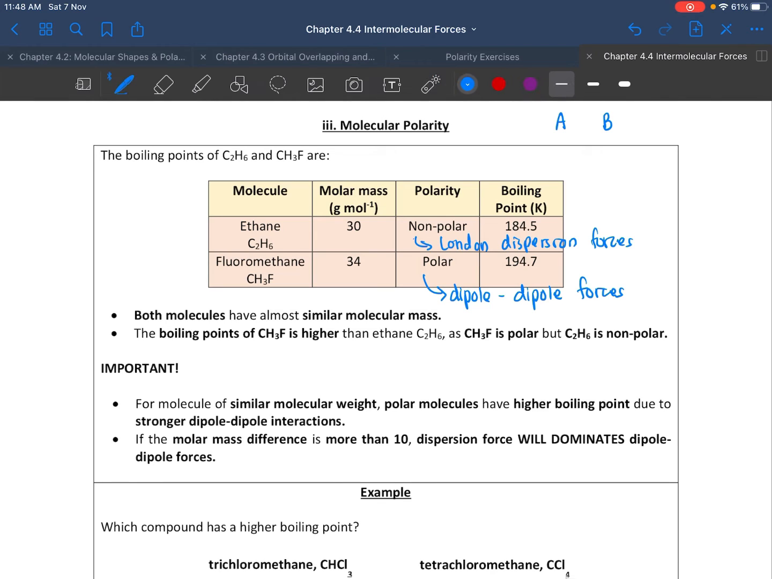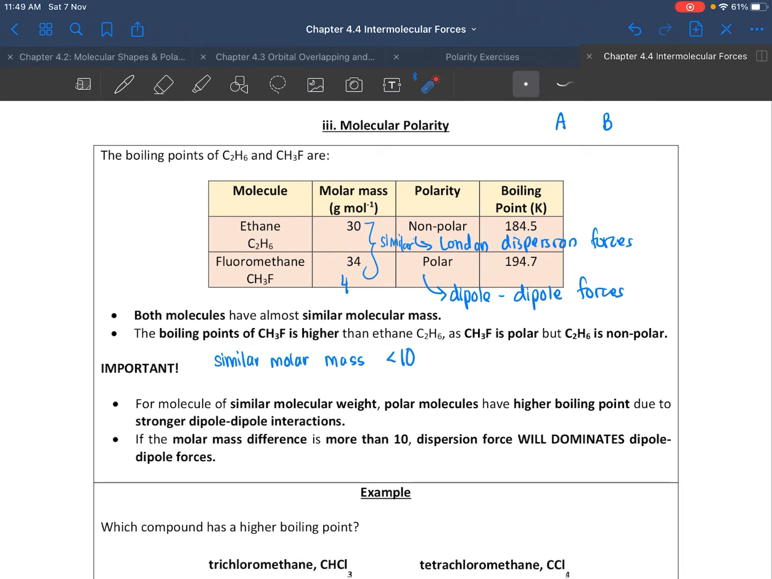Macam mana similar molar mass tu maksudnya? Similar molar mass ataupun molecular weight tu, kita cakap apabila perbezaan dia less than 10. The difference is less than 10. Macam ni lah, 30 dengan 34, the difference is 4. Beza dia 4. So, bila beza dia 4, that means dia less than 10. So, kita assume this molar mass is similar. Okay. Kalau 30 dengan 38 pun still similar. Sebab beza dia baru 8.